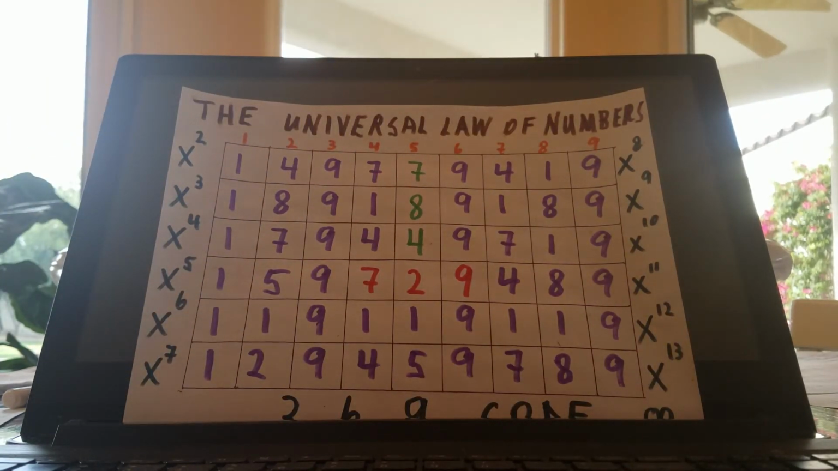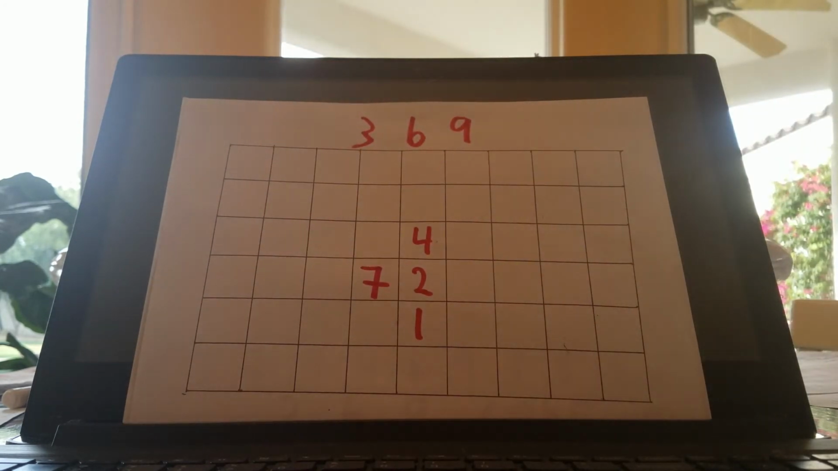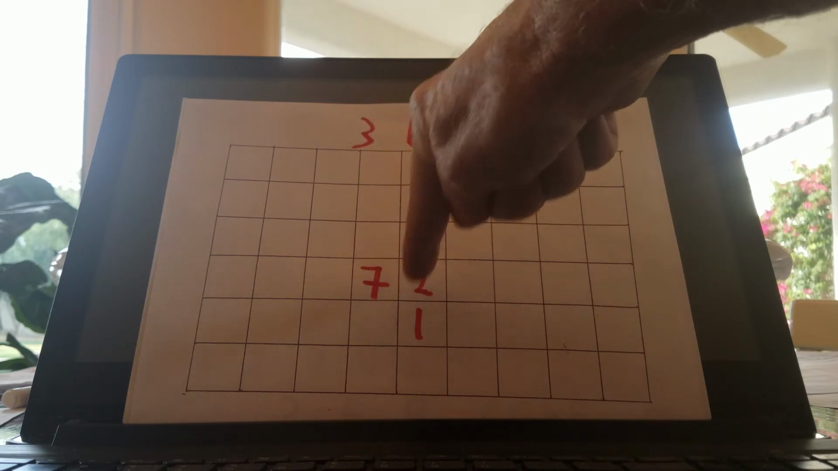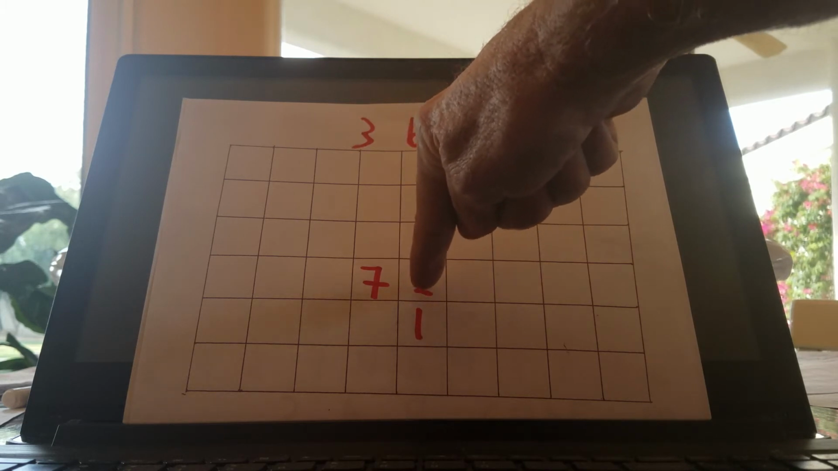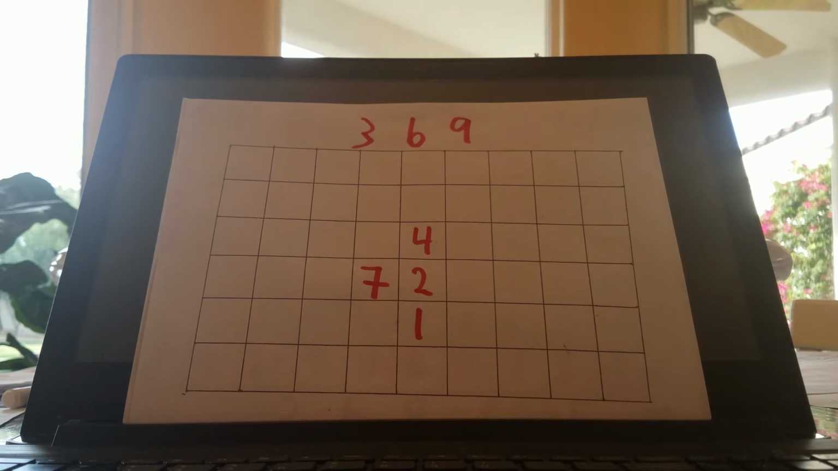And once we begin to understand that, then the whole world of this universal law of numbers, the whole universe of numbers, starts to open up, and the whole thing starts to look like a completely different thing than what we learned in school. Okay, 1 and 2 is 3, 7, 4 and 1 is 3, 2 and 4 is 6, 7 and 2 is a 9.